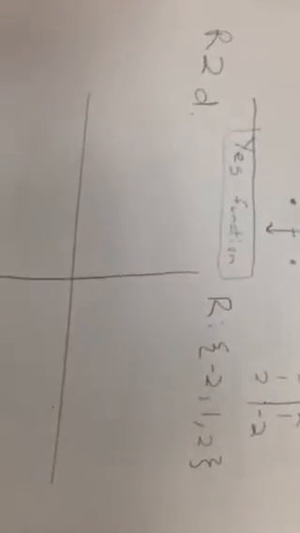Next, we're going to go ahead and go through R2d. I don't know why I wrote this coordinate plane here, because we can look at the book, and it says tell whether or not the graphed relation is a function. Well, the graphed relation here is a vertical line.